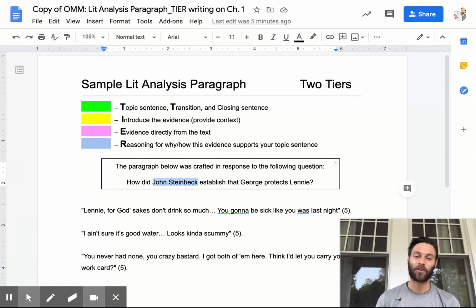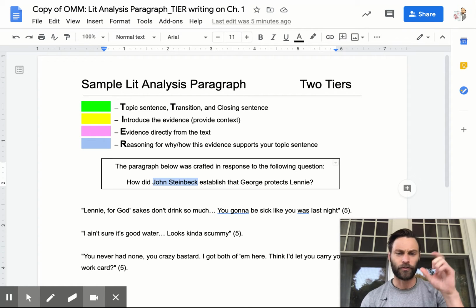So our question, of course, was how did John Steinbeck establish that George protects Lenny? I found 3 interesting quotes from chapter 1 that I thought were useful. Now, remember, you want to find at least 2 pieces of evidence. I chose 3, although the first and second ones are pretty much from the same section. So I'm going to blend those together a little bit. But we need to make sure we have at least 2 pieces of evidence.